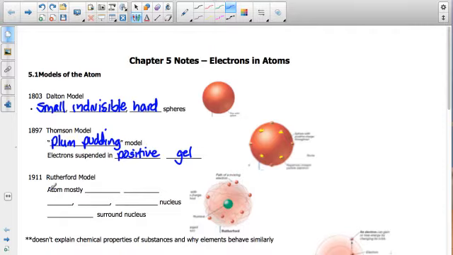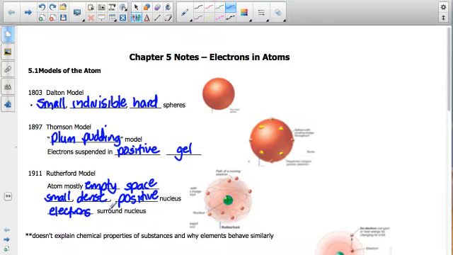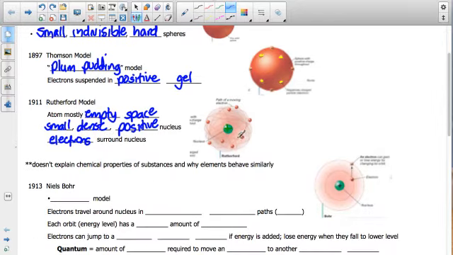atom. Rutherford discovered the nucleus, so now you see the nucleus in the center. He stated that the atom was mostly empty space and that it contained a nucleus which was very small, very dense, and positively charged. And the electrons surround the nucleus. While this model has a lot of validity to it, it doesn't explain chemical properties or why elements in the same groups or columns behave in the same manner and have very similar properties.